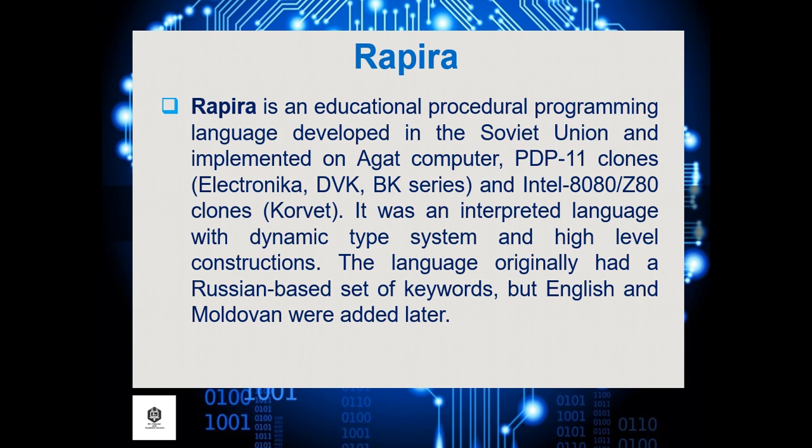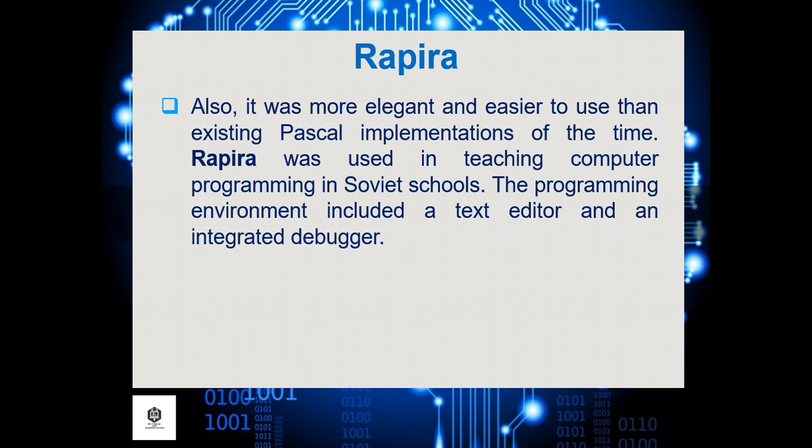RAPIRA is an educational procedural programming language developed in the Soviet Union and implemented on the Agat computer, PDP-11 clones like Electronika, DVK, and VK series, and Intel 8080s as well as clones like Corvette. It was an interpreted language with a dynamic type system and high-level constructions. The language originally had a Russian-based set of keywords, but English and Moldovan were added later.